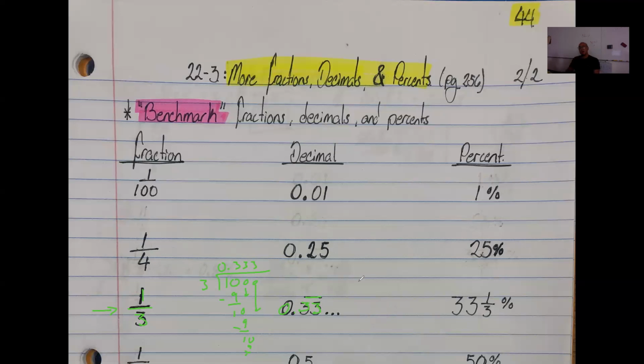So what do I do about a percent? Well, we're going to move the decimal over twice. It is going to be 33. And instead of writing 0.33333, I'm going to put 1/3 percent. 33 and 1/3 percent. 1/3 is 33 and 1/3 percent.